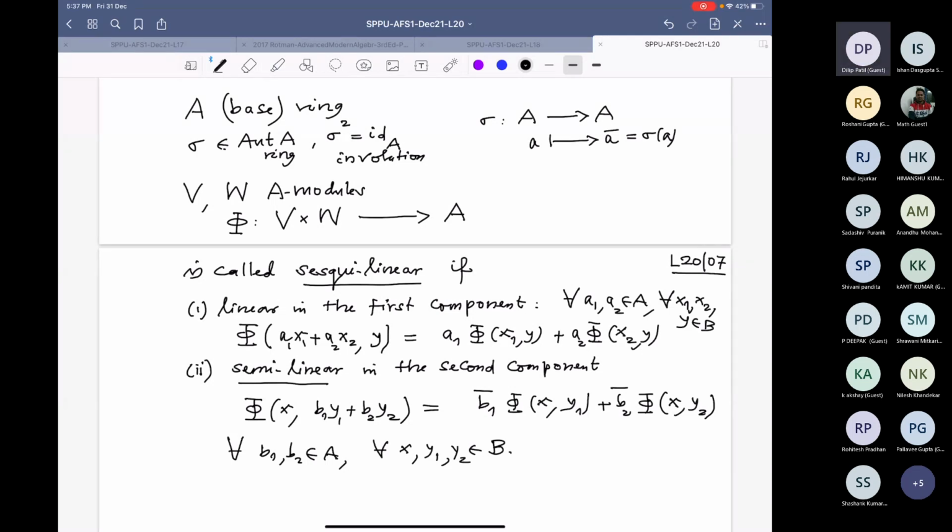Now ask me, Ishan. Whenever I have done norms, it has been with R and C. So the first thing was, if you can define conjugation, why do you not talk about norms over fields other than R and C?